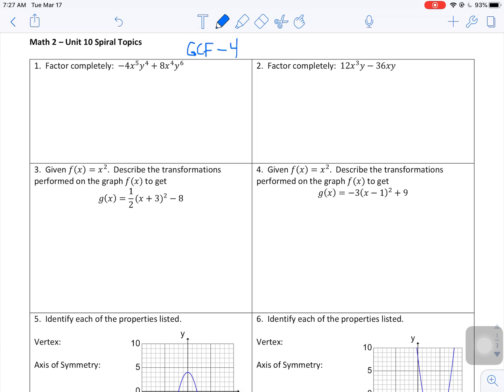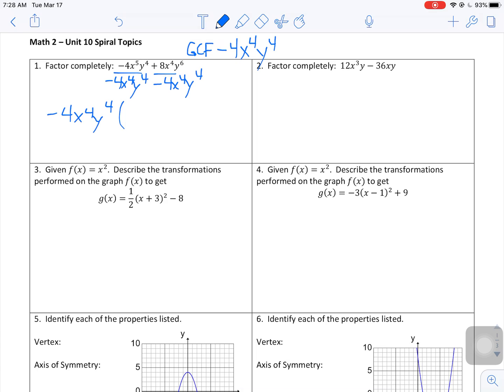Looking at the variables, both terms have at least an x to the 4th, so that'll be part of my GCF. And both terms have at least a y to the 4th, so that'll be part of my GCF. So I want to divide all of my terms by the greatest common factor. The greatest common factor needs to be written out in the front, and then to get the leftovers in the parentheses, we need to divide.